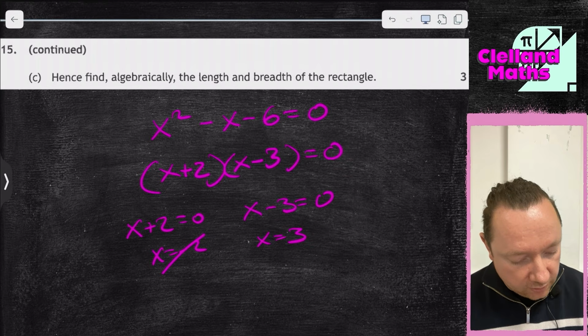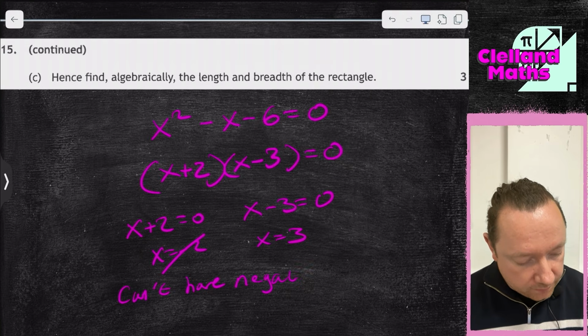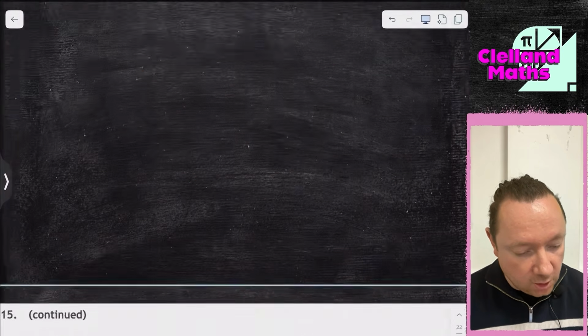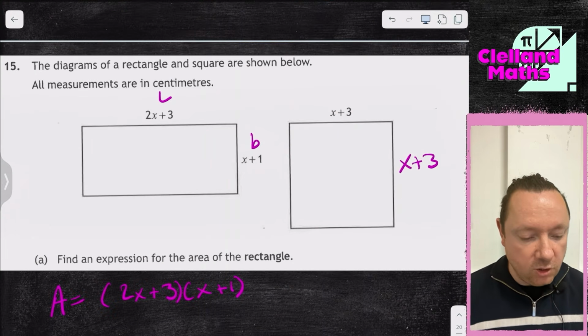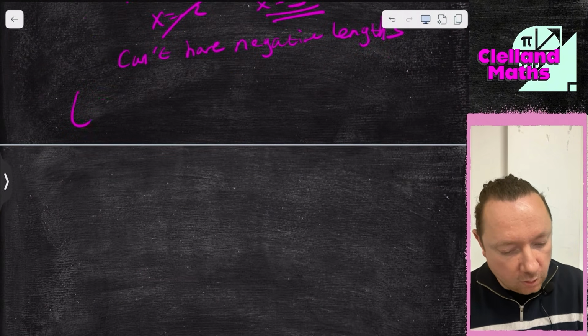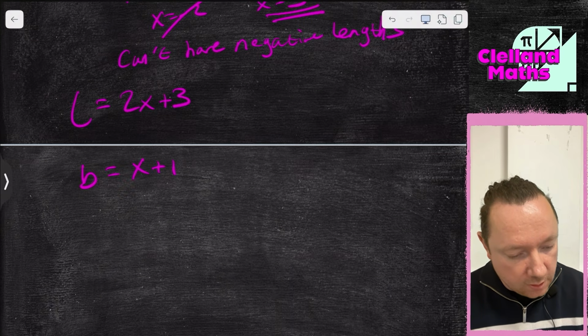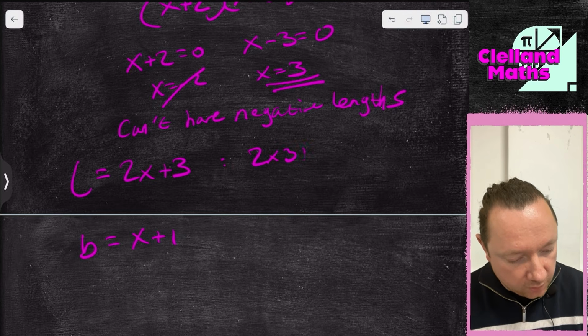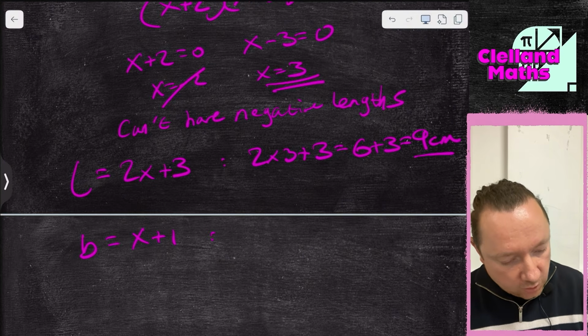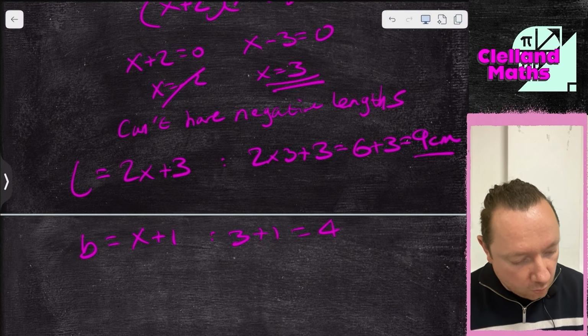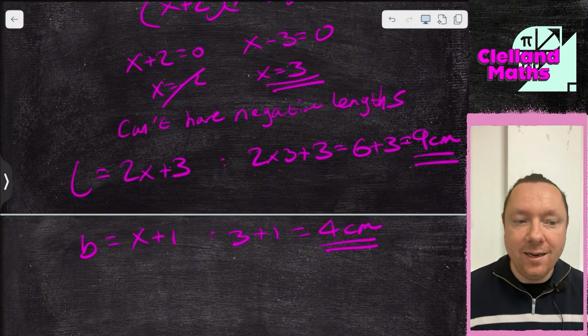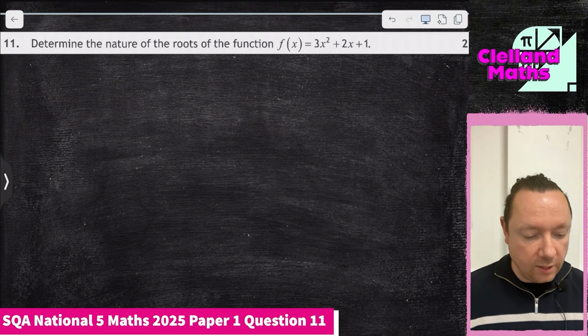But we can't have that because you can't have negative lengths. So we're going to use 3. Then we need to actually work it out. So way back up here, our length was 2x plus 3 and our breadth was x plus 1. So we're using x equals 3. 2 times 3 plus 3, 6 plus 3, 9 centimetres. This one, 3 plus 1, 4 centimetres. And we're done there.